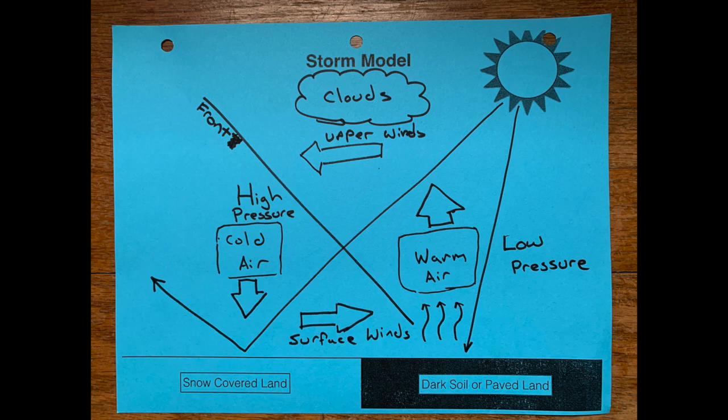When the warm air rises and loses pressure, that's when we get clouds forming. Okay, and that's what's creating our clouds and our thunderstorms.